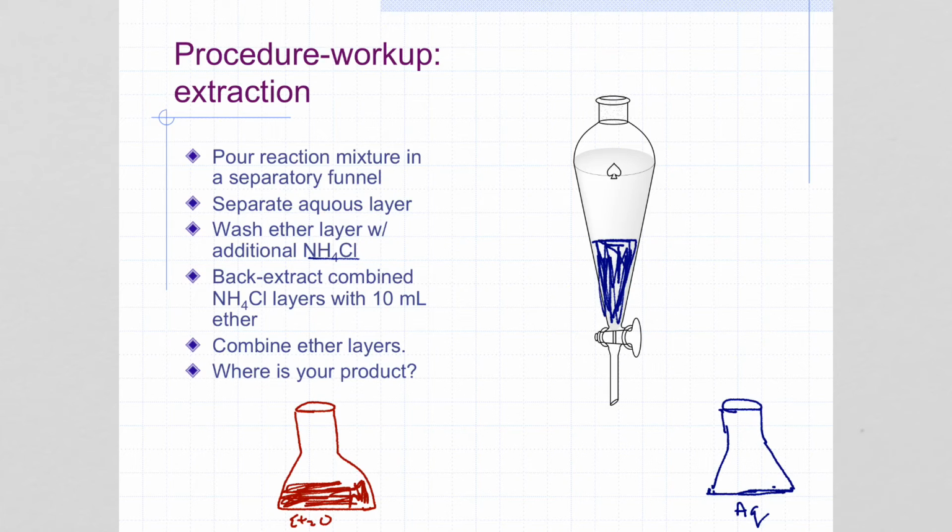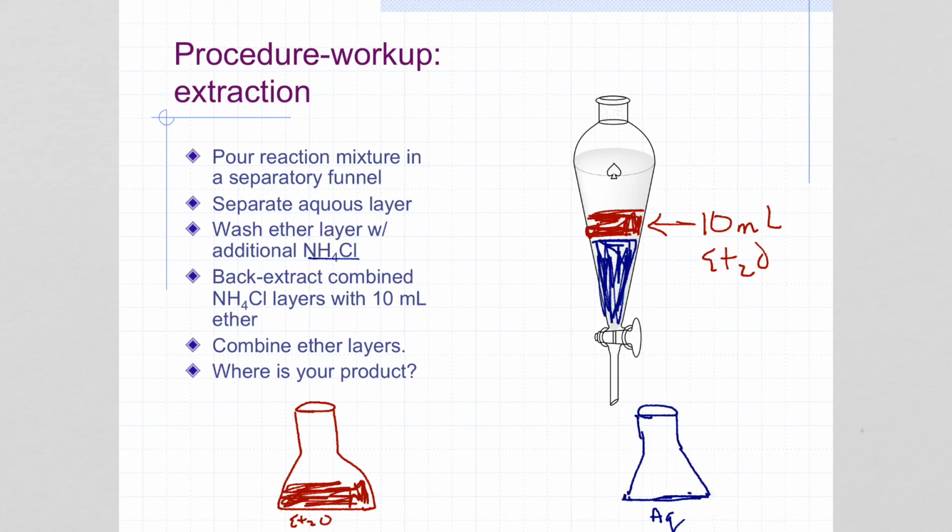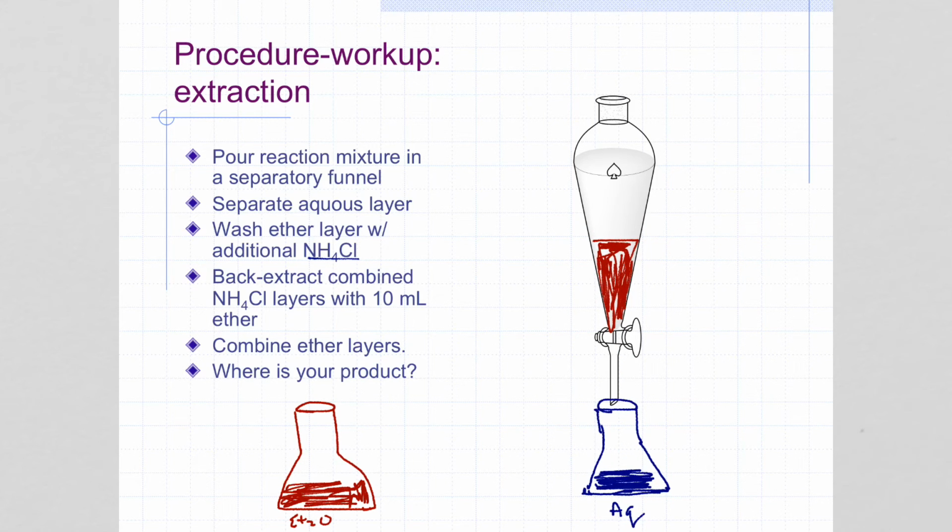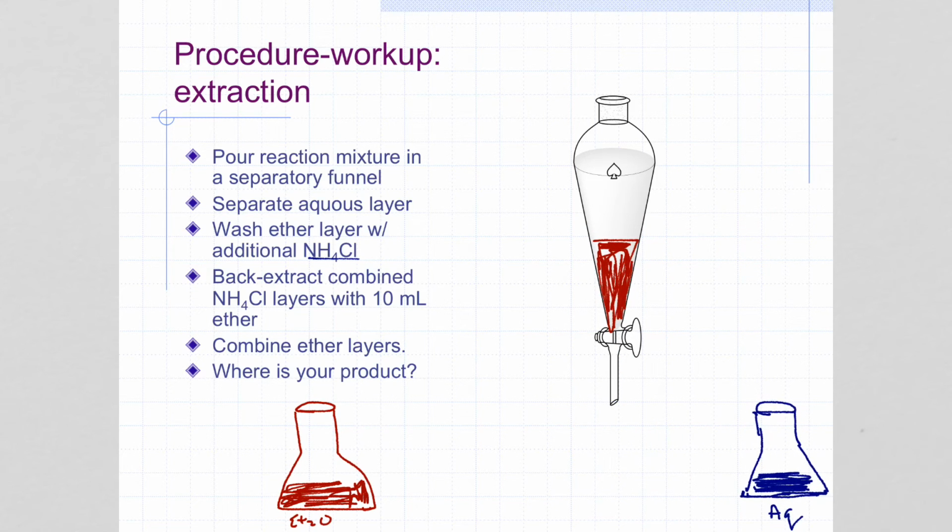Okay, so now that I have my combined aqueous layers in there, what I'm going to do is something called a back extraction, and so I'm going to add 10 more milliliters of ether to the separatory funnel and shake it up. The idea is to pull any organics that might be hiding in the aqueous layer into the ether layer, so I get a maximum yield. Once I've shaken it up, I'm going to drain my aqueous layers into this flask. So now I have aqueous layers, and I can set them to the side.